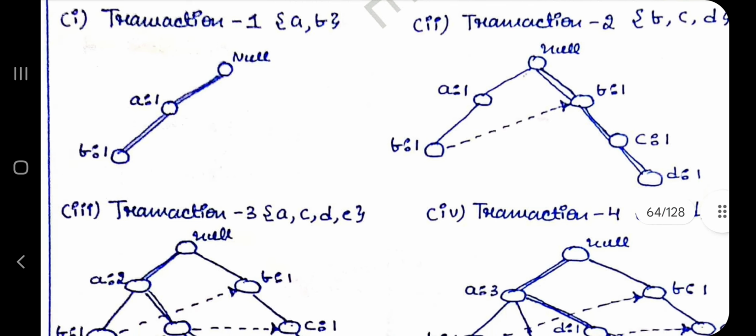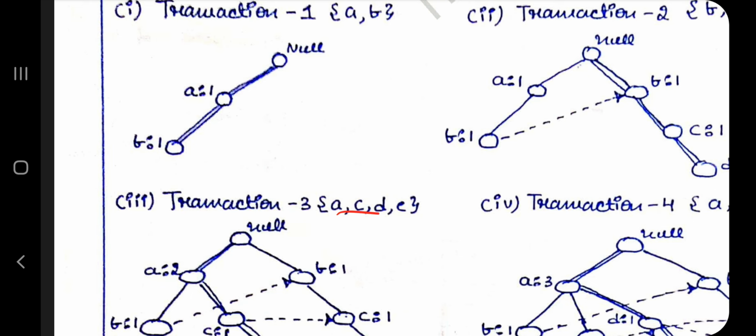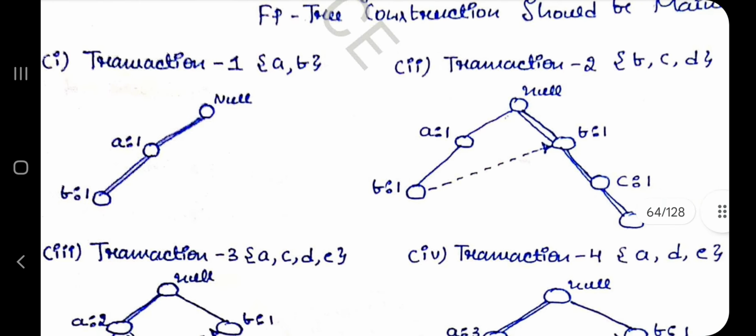Let's do the third one, which is ACDE. We'll start from the null node and see if it is connected with A or not. The first letter A, is it connected or not? It is connected, so I'll make it like this. Then I'll see if A is connected with C or not. It's not, so I'll make a new node C, and then D and E as new nodes.